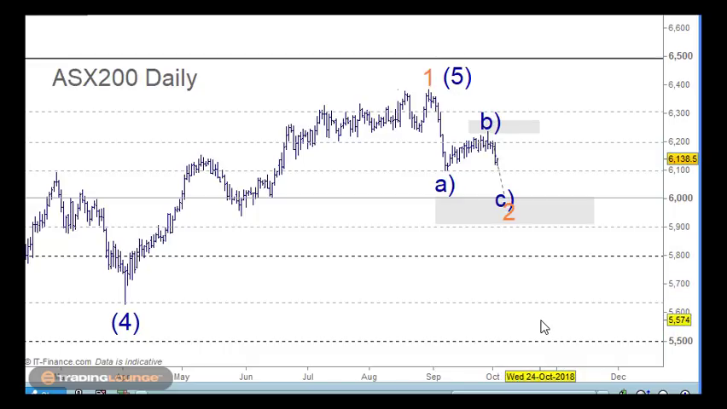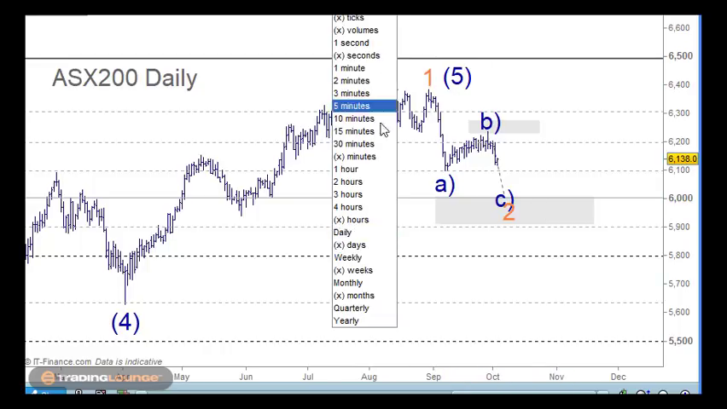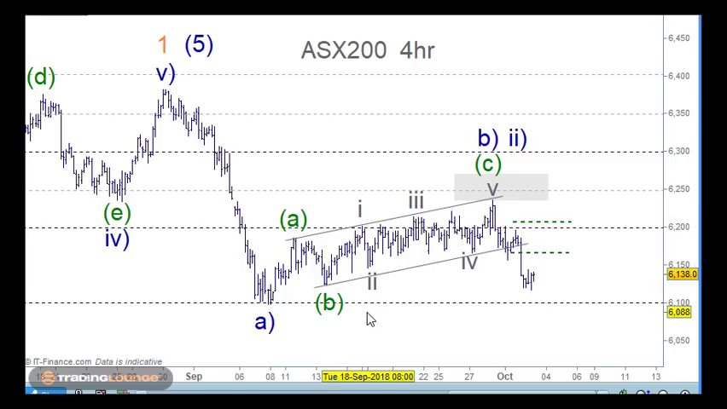But we don't need to go there just yet because we're not past the 61.8% retracement level here just yet, but we'll just keep that in mind for the time being. So let's go in and have a look at this scenario here on the 4-hour chart.